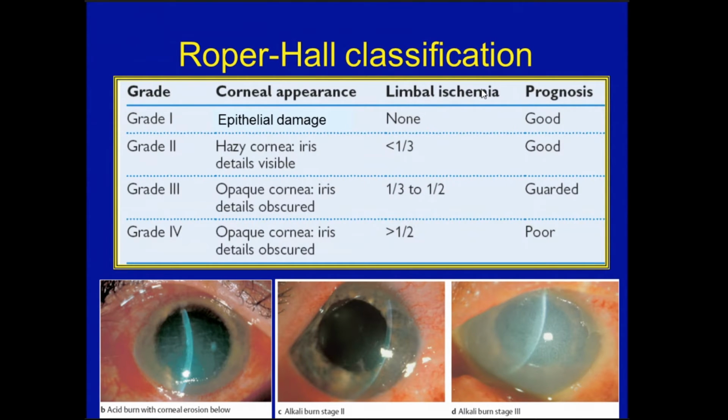But on this picture you see examples of burns. This is the first grade. This is the second. You can see limbal ischemia, and this is the third grade.